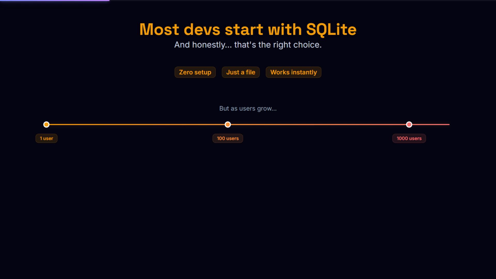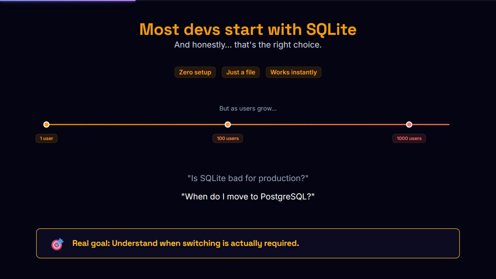But as your app grows, you start hearing, "SQLite is not for production. You should use PostgreSQL for real apps." And suddenly, you feel like you chose wrong. But the truth is, it's not about better versus worse. It's about when SQLite stops being enough.